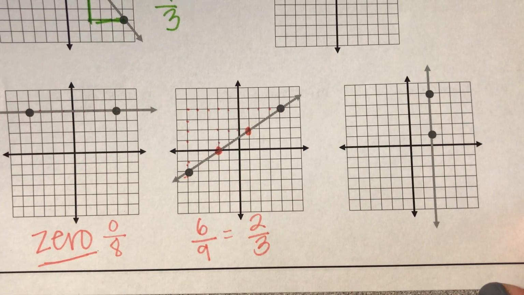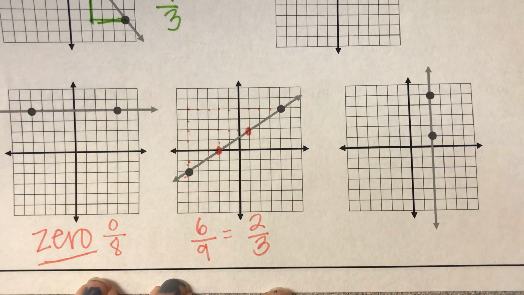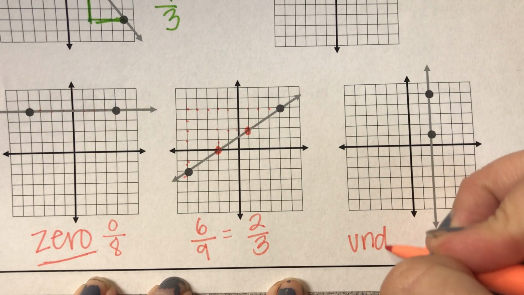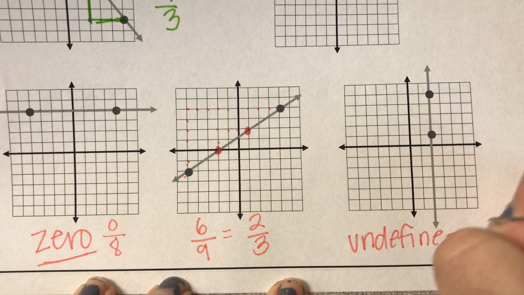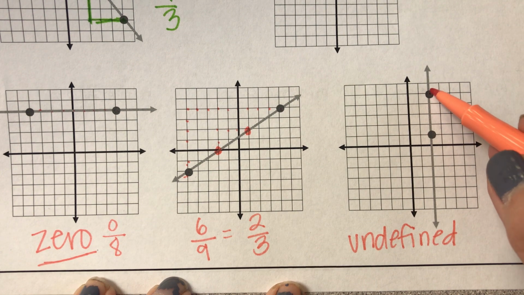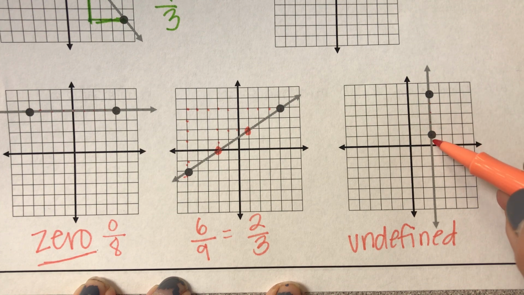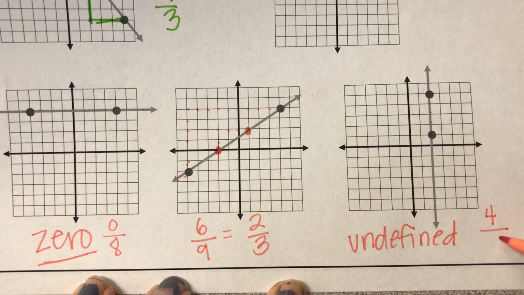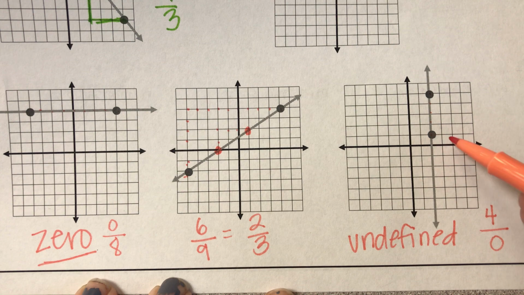So that's our slope. And then this last one, he's falling off the cliff, undefined. Also, I know there's really no left or right, and it really doesn't matter. So let's think about it. His rise would be, you could think of it as up 4 or down 4, and it doesn't matter because the run is 0.